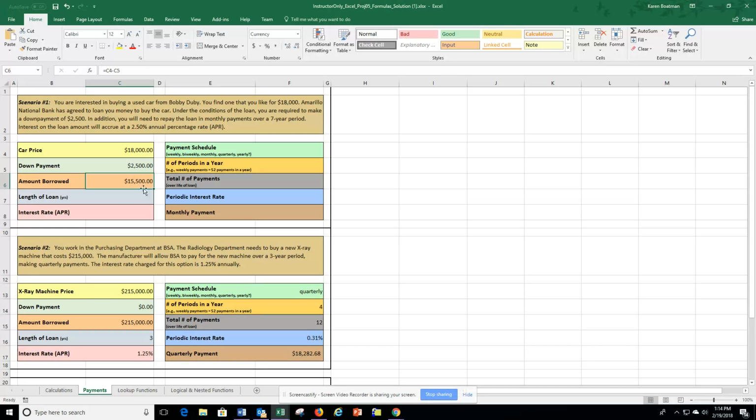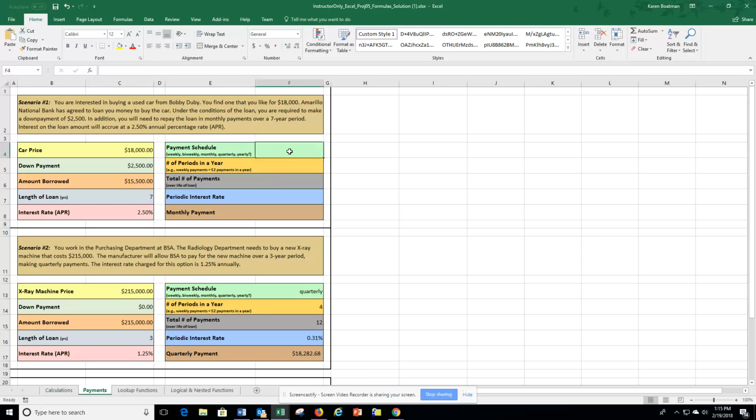So it did tell us the length of the loan in years. We are going to take this loan out for 7 years. So I'm just going to put a 7 in the number of years. And we do know that we have an annual percentage rate of 2.5, right? So we put all that in, and everything should be good.